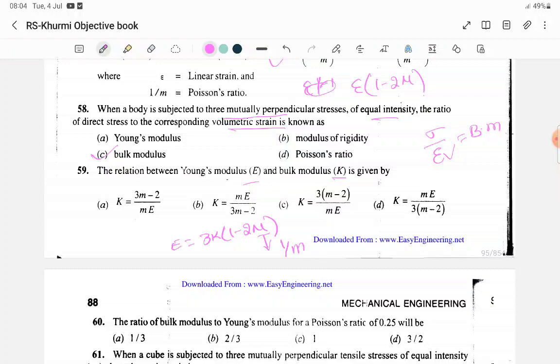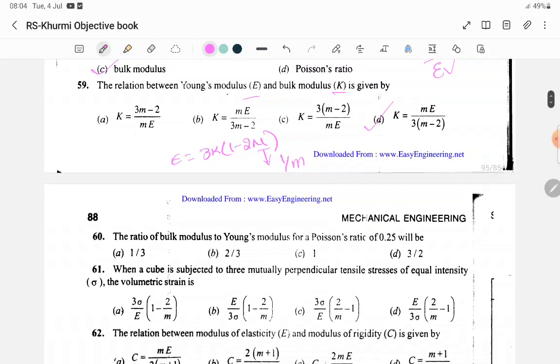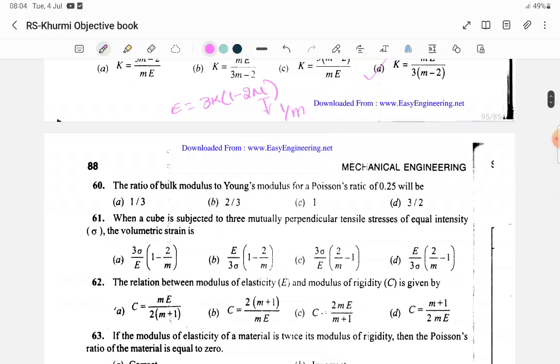3m minus 2, I think this is option D. So in place of m you write mu, in place of 1 by m, and you get the ratio of bulk modulus to Young's modulus for a Poisson ratio of 0.25. So they are asking, first of all there are three formulas.